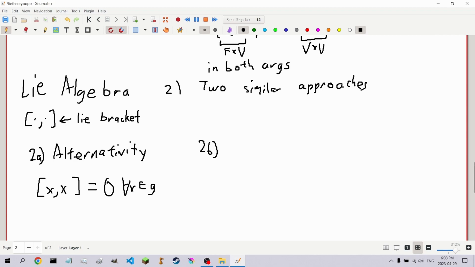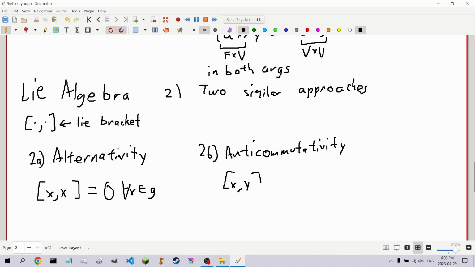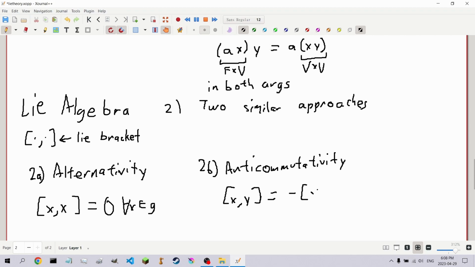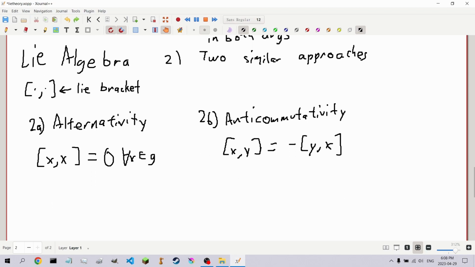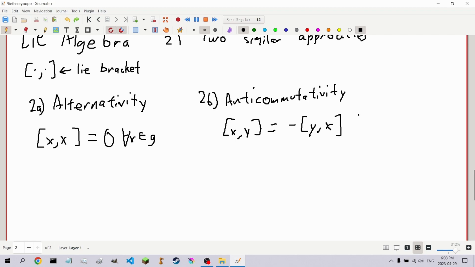I'm probably going to subconsciously refer to it as anti-symmetry, but the more official name for it is anti-commutativity. And what anti-commutativity says is if you swap the arguments, it gives you the negative. Sorry, I'm going to have to change my grip a little bit here on my pen. And at first these two things may look a little different, may look kind of unrelated.